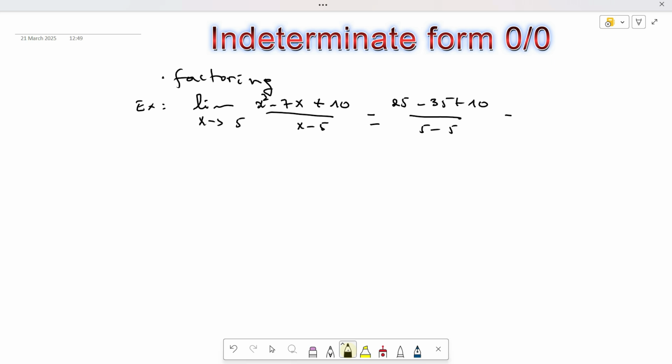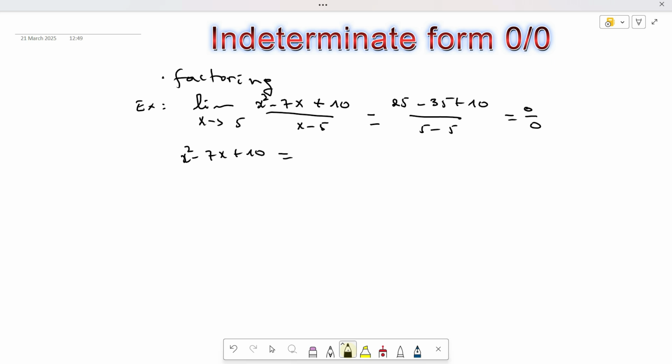So you see that this will be equal to 0 over 0. This is an indeterminate form that we have to deal with. And we can factorize our expression, and then we get the right limit. So how do we deal with this by using this method of factoring? It's just to factorize this x squared minus 7x plus 10.